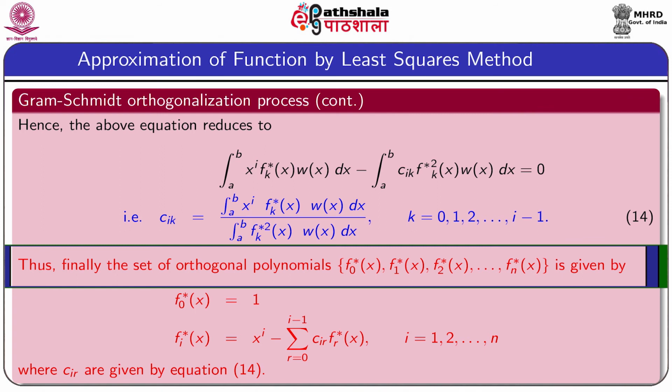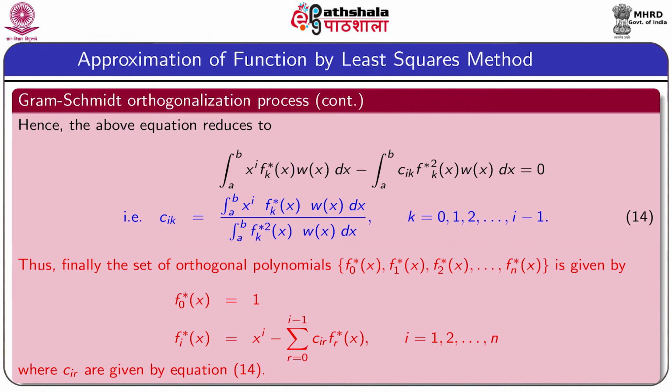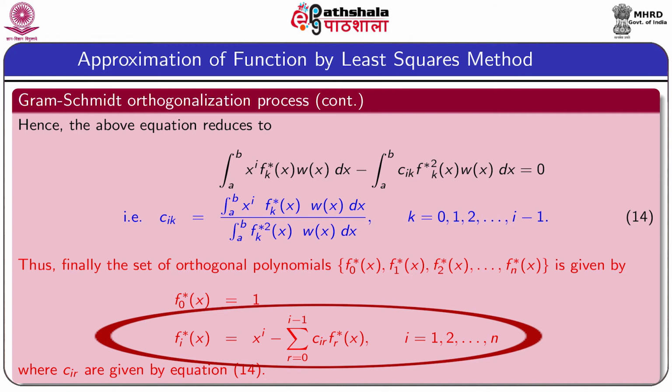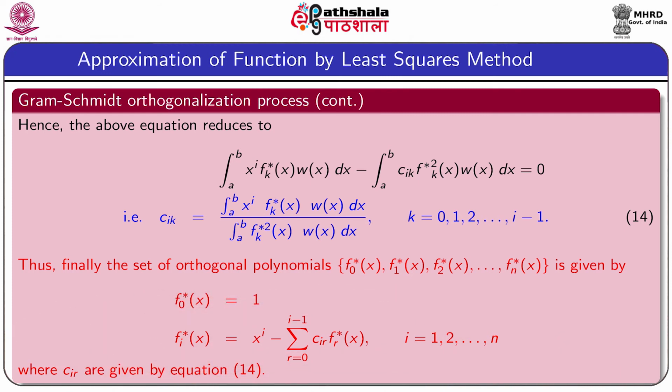Thus, finally the set of orthogonal polynomials f0 star x, f1 star x, f2 star x up to fn star x is given by this set of polynomials. The first one is 1, and all other terms are obtained by this formula: fi star x equal to x to the power i minus summation over r equal to 0 to i minus 1 cir into fr star x, where cir are determined from equation 14. So, this is the general formula to obtain a set of orthogonal polynomials by the Gram-Schmidt orthogonal process.